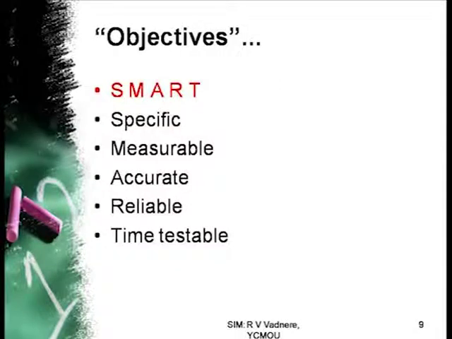Next, we go to objectives. For writing objectives, one acronym is used, which is called SMART, S-M-A-R-T. S for specific, M for measurable, A for accurate, R for reliable, and T for time testable. Whatever objectives you are writing, it must not be a vague objective, it must be very specific, very clear: this is what you are going to do, this is what you are going to achieve.